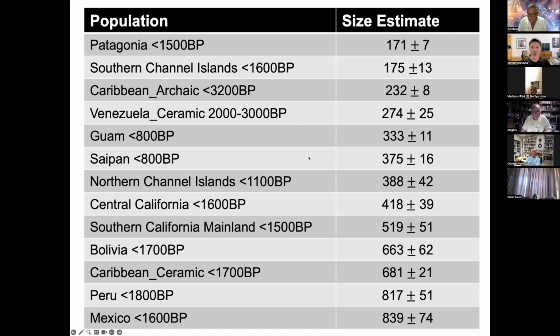Similarly, the California mainland was slightly lower than the size of the post-agricultural Caribbean and Bolivia. And Mexico was more similar to Peru's population size, where Mexico and Peru had some quite large empires at this time and had larger population sizes.